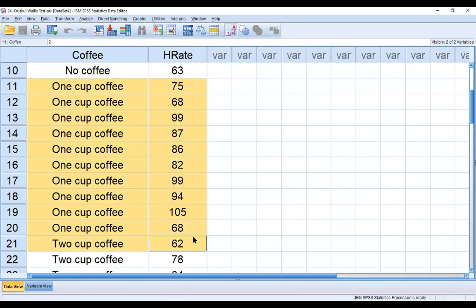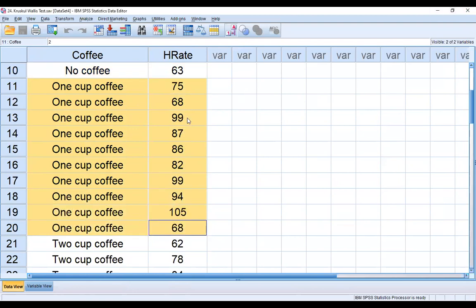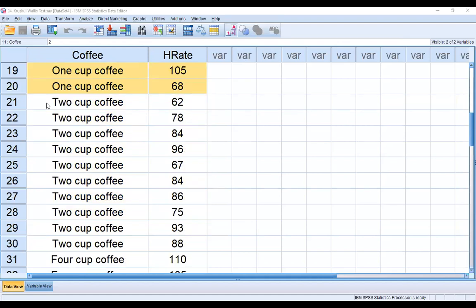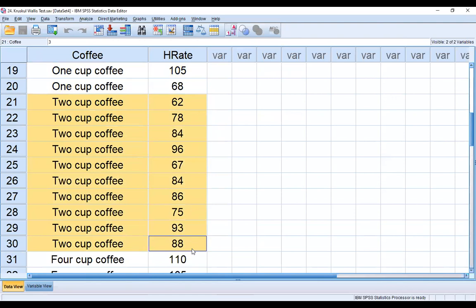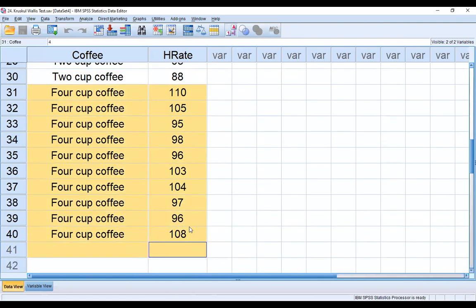Then the second group, we are giving 1 cup coffee, 10 people, and after 1 month we measured the heart rate score of the 10 participants. Next is the third group, that is 2 cups of coffee per day. We are giving 2 cups of coffee per day for the third group, and after 1 month we measure the heart rate score of the 10 participants, and another is the 4 cup coffee group.